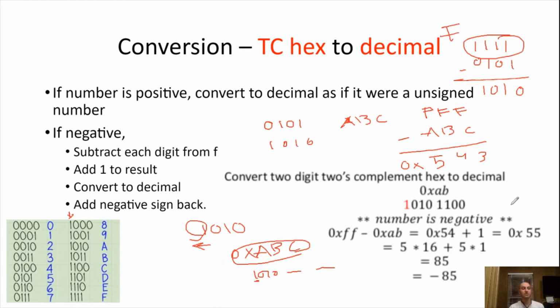So that is the only difference that we have here. The rest of the steps is the same. So we subtract from F, add 1, get the decimal value of that, and then put the negative sign back.